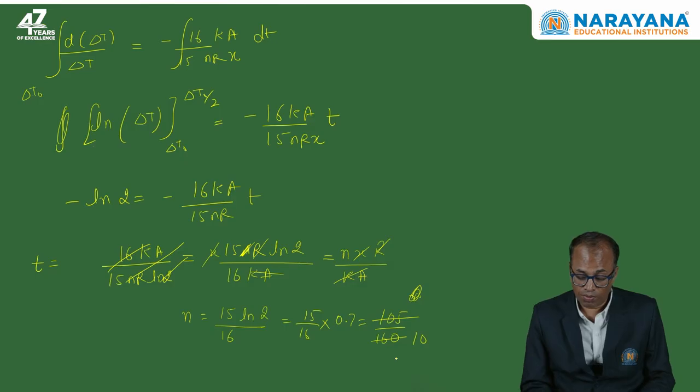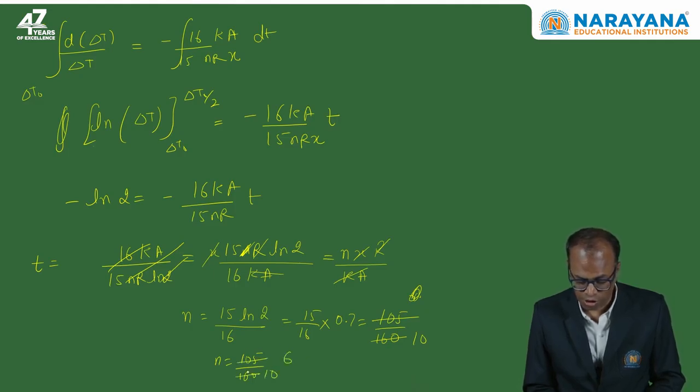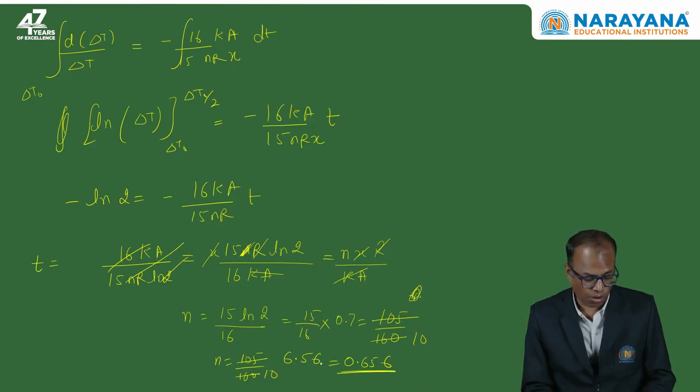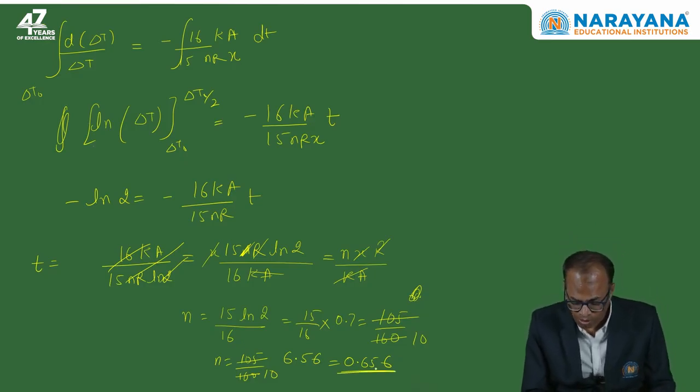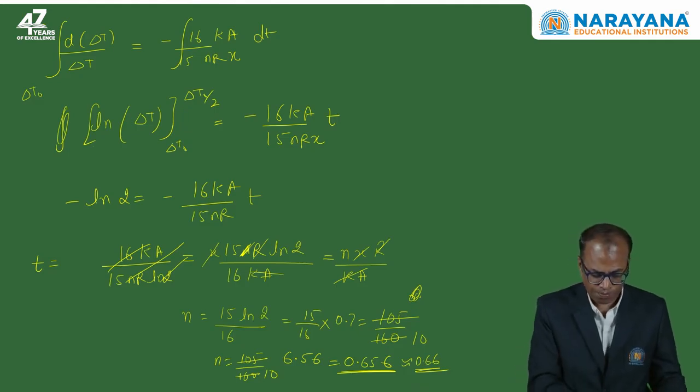I'm not able to solve it. 105 by 160. So let's divide by 16. Now I'm left with a 9. So 9 means 16 fives are 80. Then I'll be left with 10, again 6. So this is 0.656 I will get approximately. So there must be some range. I can mark it as 0.66 as the answer. So answer is 0.66. So that gives me the answer for this question.